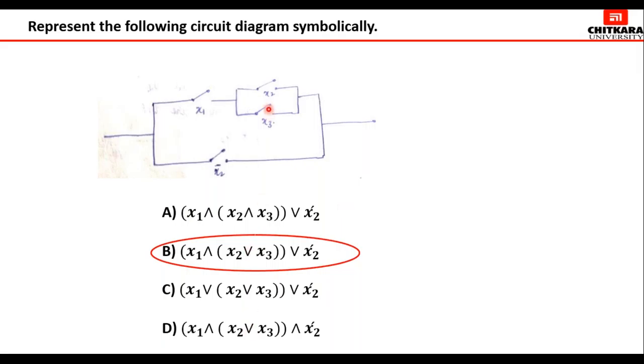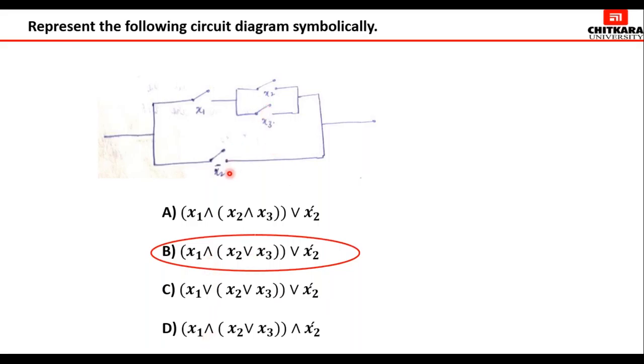Let's see, X2 or X3. X1 is connected in series, so it is AND. So I should have X1 AND (X2 or X3). So I have X1 AND here. So this can be one of the options. Can this be the correct option? There is an OR symbol, so this also gets crossed off. And finally, I have this. So this one, B and D can be the correct options, right?